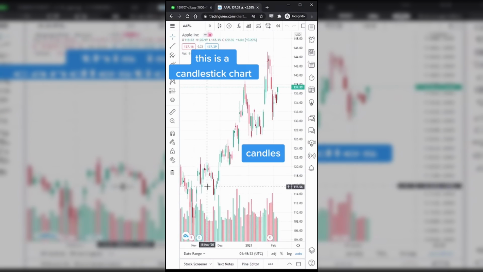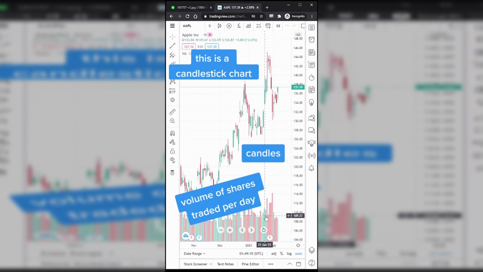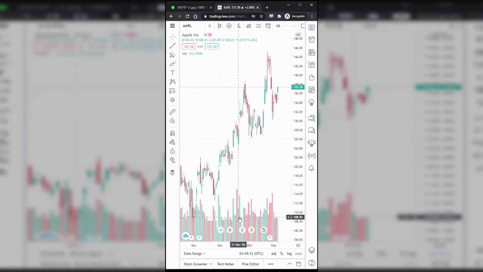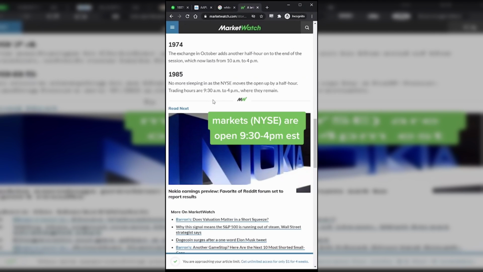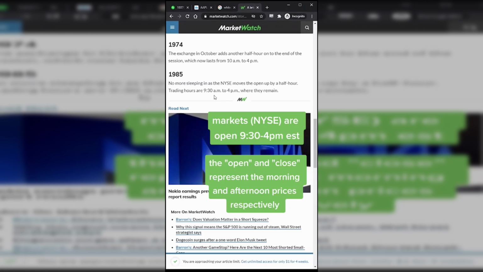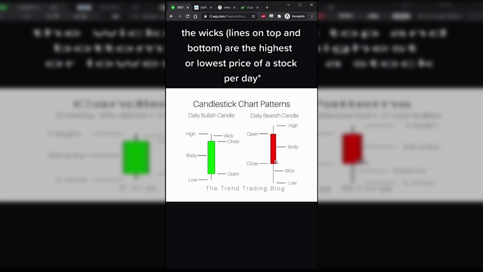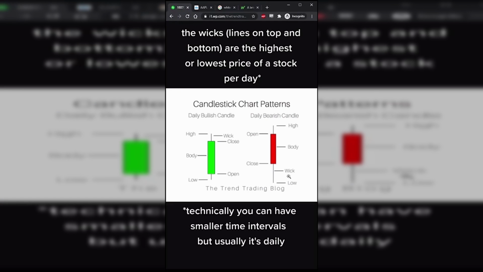These bars here are candlesticks, and these lines along the bottom represent volume, or how many shares are traded per day. But the most important part are these candlesticks. The top and bottom of the full bar always represent the opening price and the closing price. Since markets technically are only open from 9:30 to 4, the open and close represent the morning and afternoon prices respectively. The lines on the tops and bottoms of the candles, known as wicks or shadows, represent the highest ever price or the lowest ever price of a stock for the day.